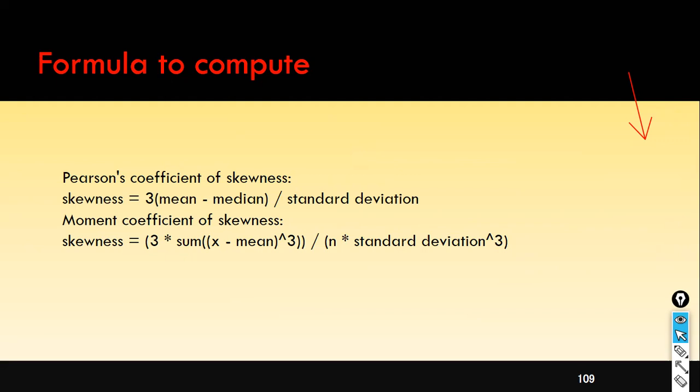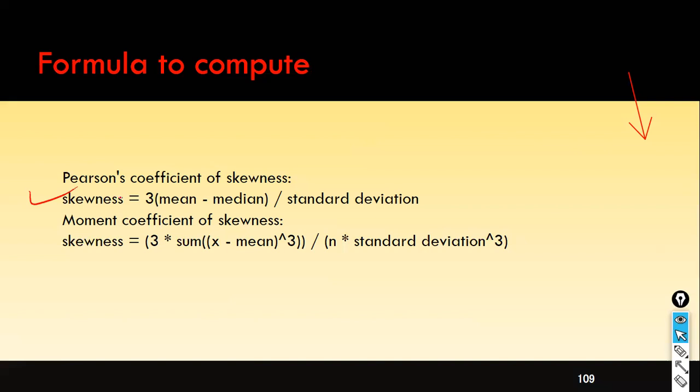So is there any formula? Yes, there is a formula available to measure skewness: the Pearson coefficient of skewness and the moment coefficient of skewness. This one is commonly used: 3 into mean minus median, divided by standard deviation. If you use this formula, you can get the value for your skewness.